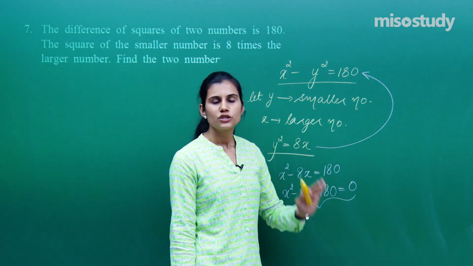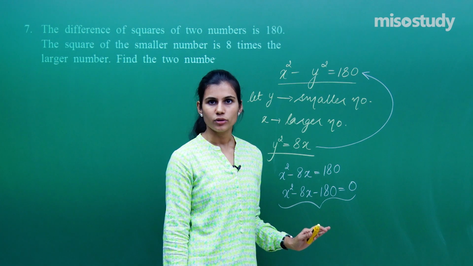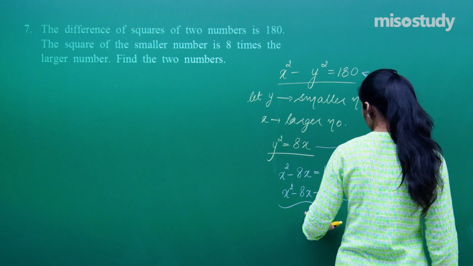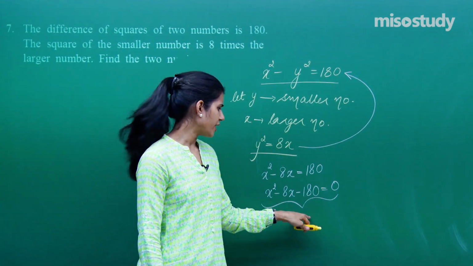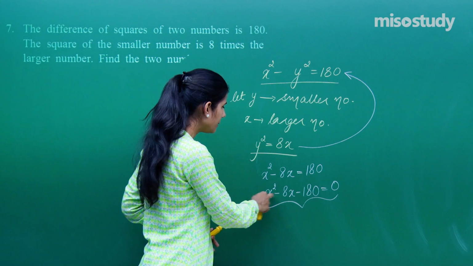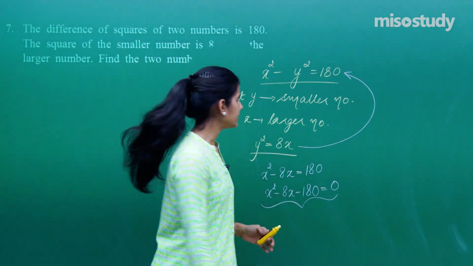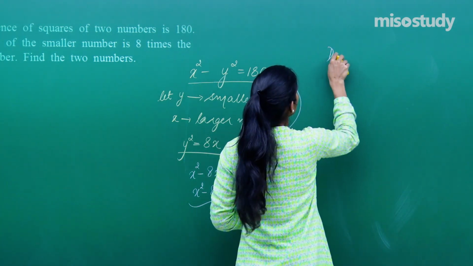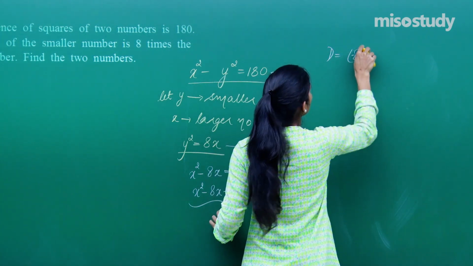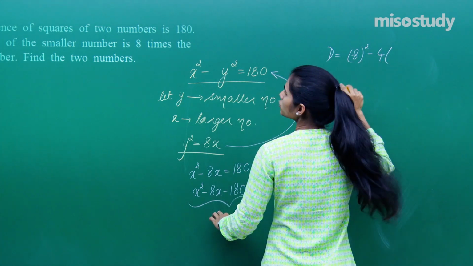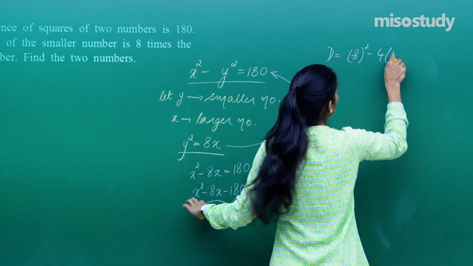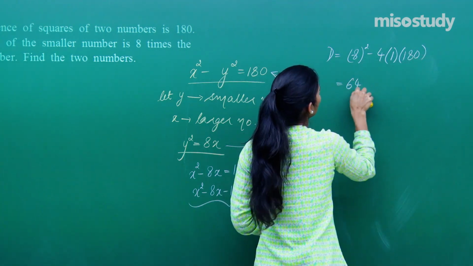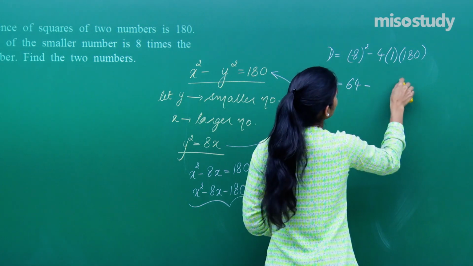This is what I need to solve and this is nothing but your quadratic equation. Again, you can solve this by any method. Let's try to use our quadratic formula for this. So your a is 1, b is minus 8 and c is 180. This is y square equals 8x, so this is what you have. So discriminant first of all is b square minus 4 into a is 1 and c is 180. So this is 64 minus, what is it that you have?